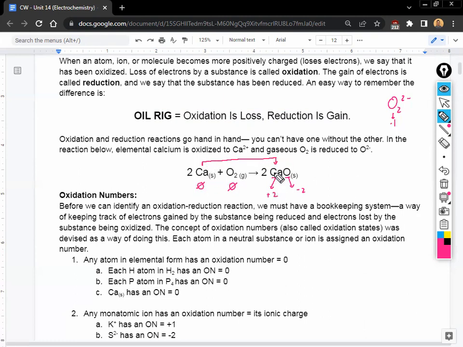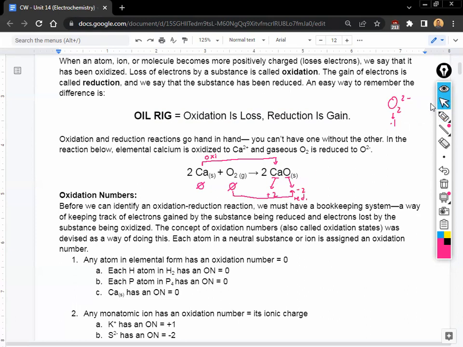So if it goes from 0 to +2, is it being oxidized or reduced? Yeah, it's being oxidized because it is losing electrons, right? Remember, oil rig, oxidation is loss. Calcium is going from 0 to 2, so it is losing electrons. And that means that oxygen is going to be reduced. It is gaining electrons. That's why you go 0 to -2. It's a little bit confusing because if you gain electrons, you become more negative, and minus we associate with losing. But in this situation, you're gaining electrons, so you're getting more negative. Okay.